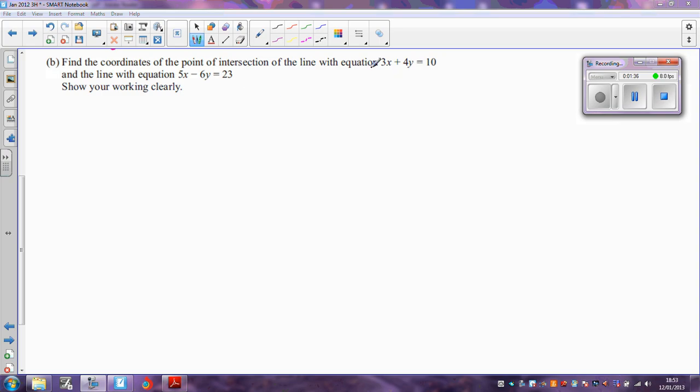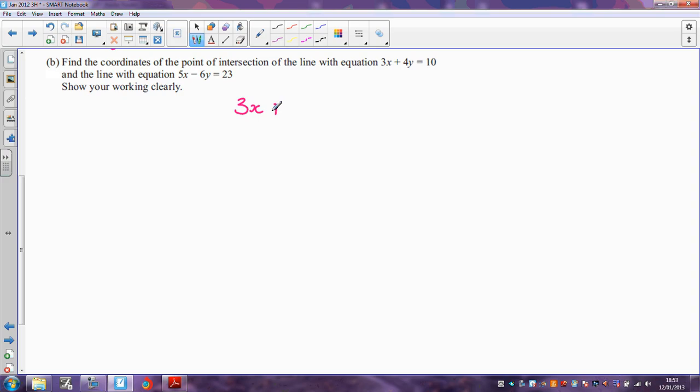Part B here, to find the point of intersection of these two straight lines, we need to solve these two equations simultaneously. Now, if we look at the two equations, 5x minus 6y is equal to 23, I'm going to have to make the number of y's the same in both cases. I could make the number of x's the same, but then I would have to subtract the equations. If I make the number of y's the same, it's slightly easier because it means I'll be able to add the two equations, because I'll have a positive number of y's here and a negative number of y's here.